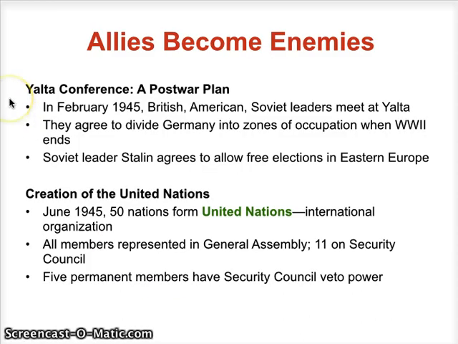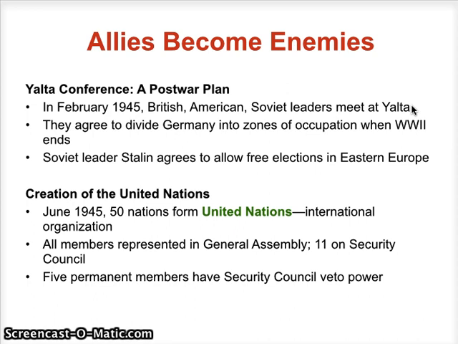It all begins with the Yalta Conference. The Yalta Conference is a post-war plan. So after World War II, we have the Allied powers meeting together and trying to decide what is going to happen with Germany. So in 1945, they meet at Yalta, and they divide Germany into 2 zones of occupation.